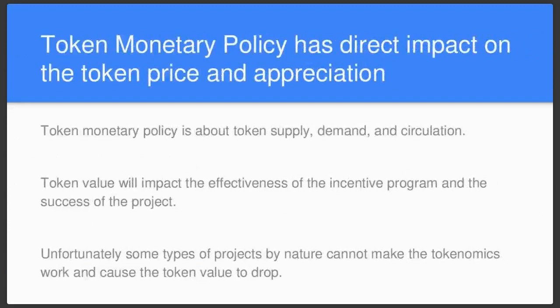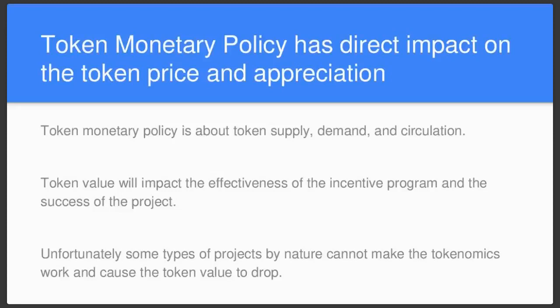The second thing that I would like to see is that the design has a very good token monetary policy. The reason is that the policy has a direct impact on the token price and appreciation. And the token price and appreciation is not only important to get your business and incentive working, but also to provide returns from the investor perspective. I hold tokens, I want a return.